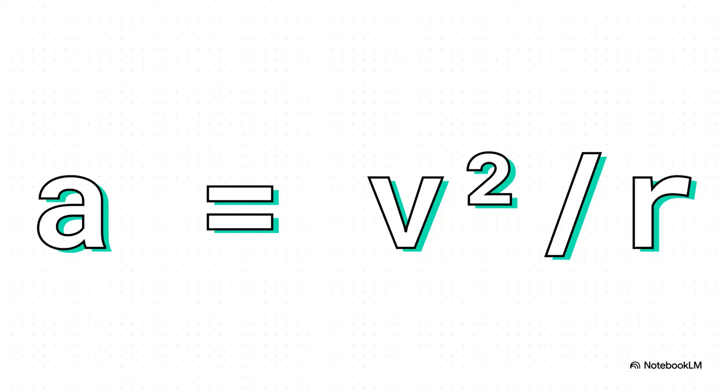And check this out. The formula that governs it is so simple and elegant. The centripetal acceleration, A, really just depends on 2 things. How fast you're going, that's V, and how tight the circle is, that's the radius, R. It tells you that the faster you go, or the tighter the turn you try to make, the more acceleration you're going to need to pull it off.